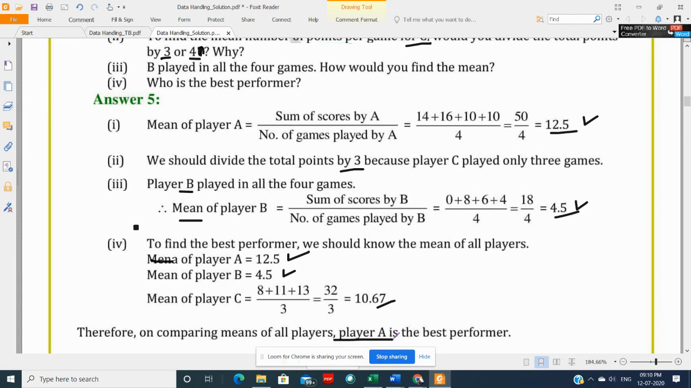So this is how we can solve this sum. Now this is your fifth sum, and now next video we'll be discussing about mode. Here we are done with the mean and range type of sums. From the next video we'll be starting explaining mode topic. All right, so till then practice this sums.